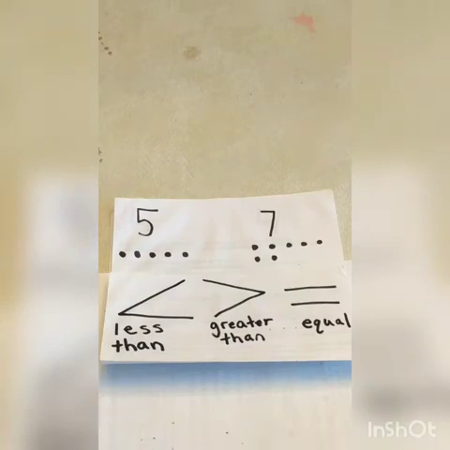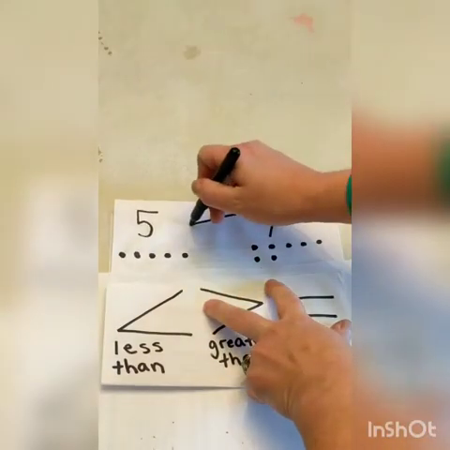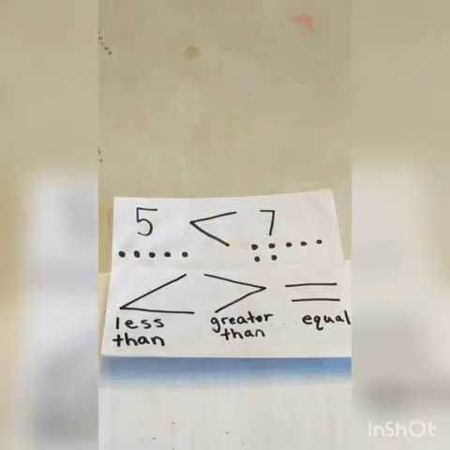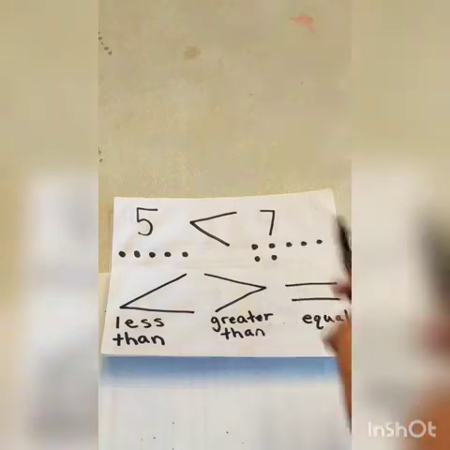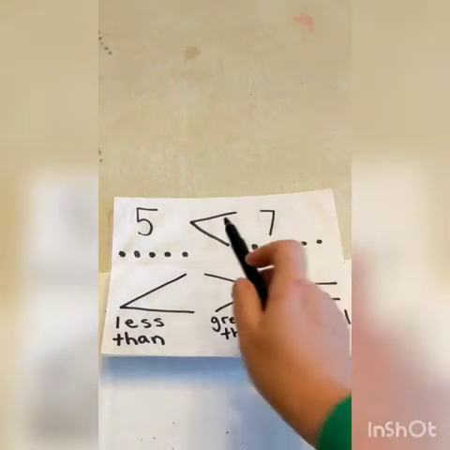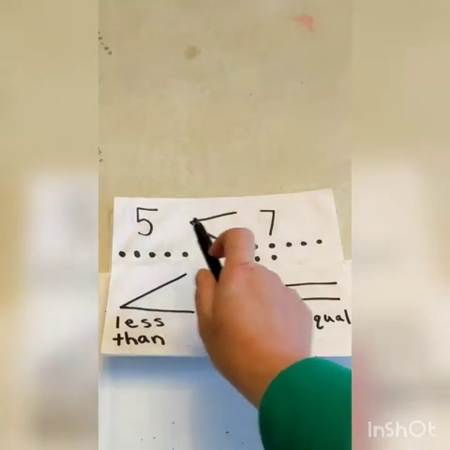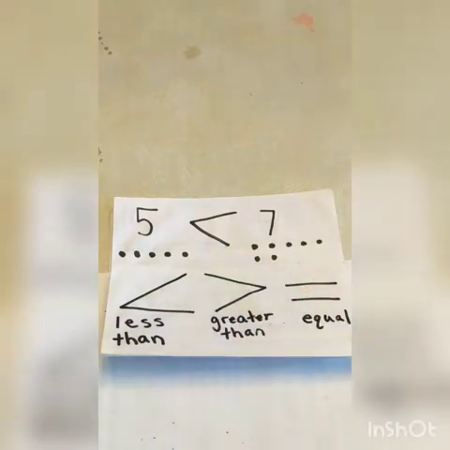If you showed me that the 7 is the bigger number, it's greater than 5, we're going to put that symbol this way. So 5 is less than 7. We're going to use a less than symbol because the 5 is smaller than the 7.